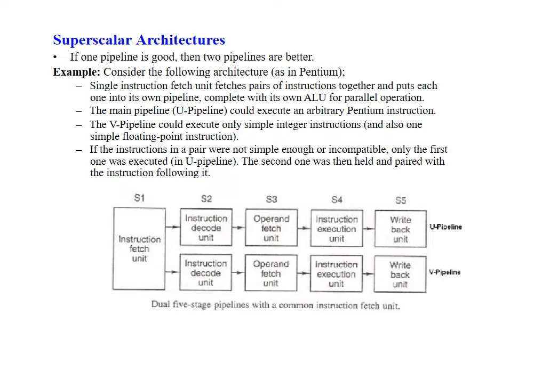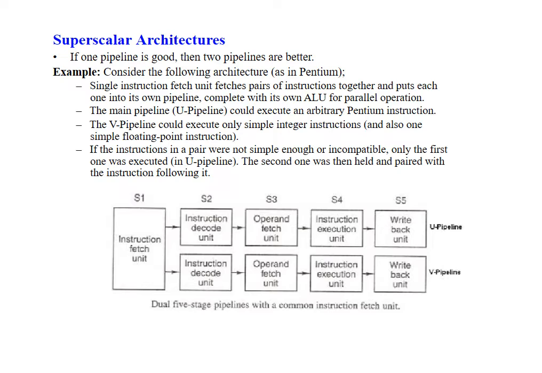Here the single instruction phase unit pairs instructions together and puts each one into its own pipeline, complete with its own ALU for parallel operations. The main pipeline, the U pipeline, could execute arbitrary Pentium instructions. The V pipeline could execute only simple integer instructions and also one simple floating point instruction.